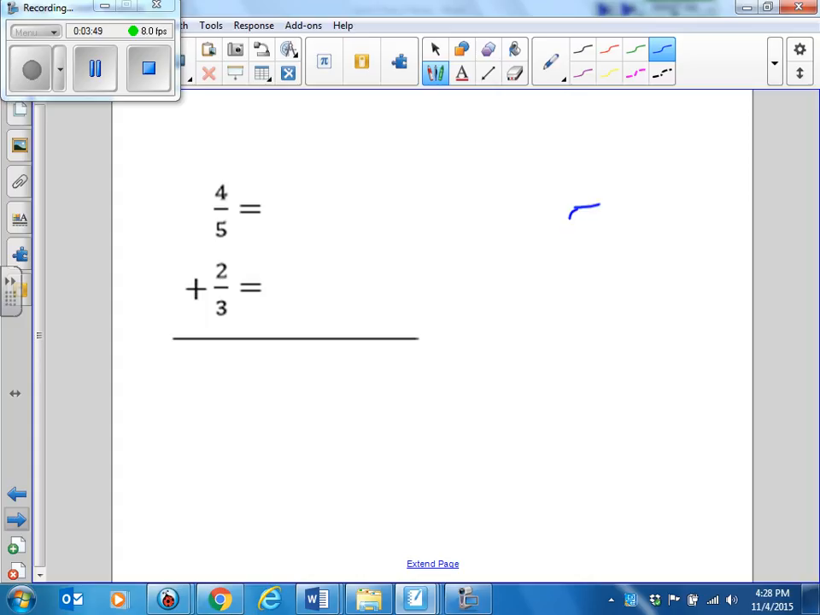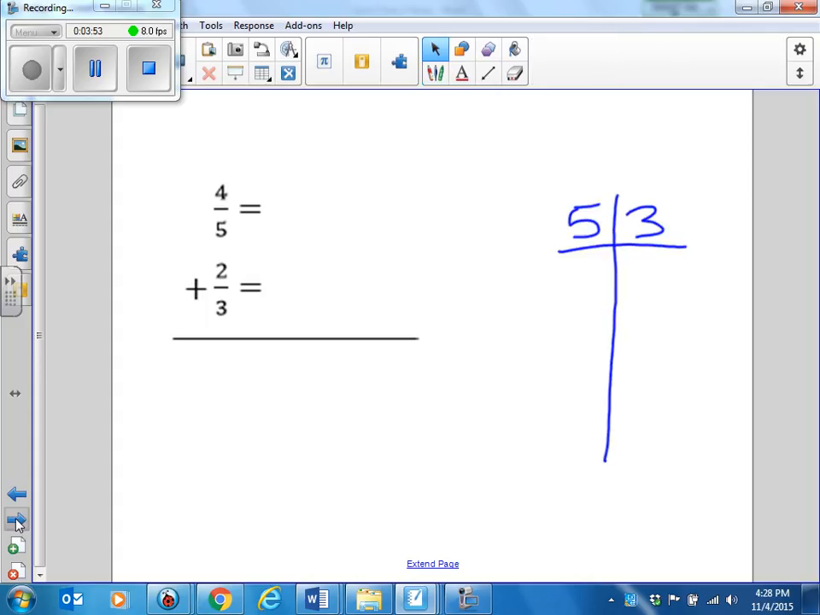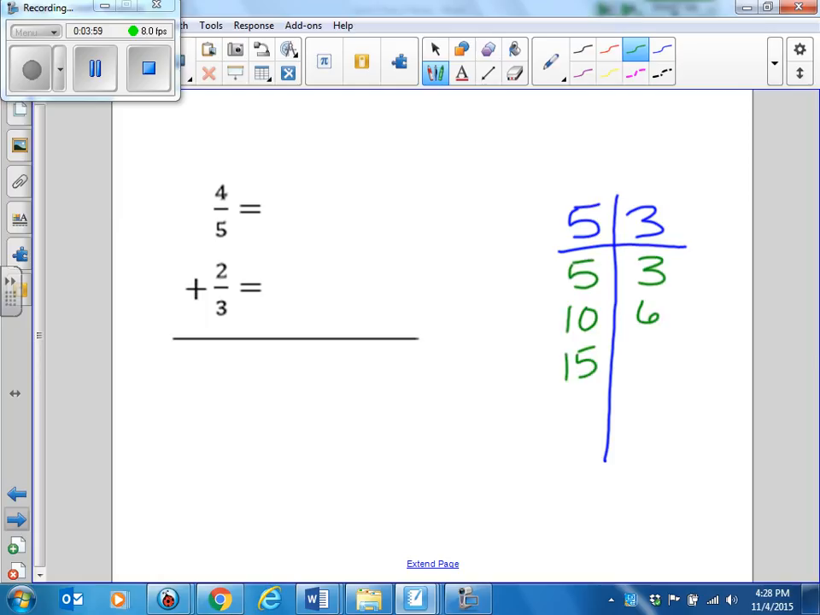I have 5 and 3. So we need to find our common denominator. I have 5, 10, 15, 3, 6, 9, 12, 15. Okay? So now what I need to do is figure out what my common denominator is, and it's 15. And then I have to ask myself, what do I multiply 5 by to get to 15? Well, I multiplied this one by 3, and I multiplied this one by 5.